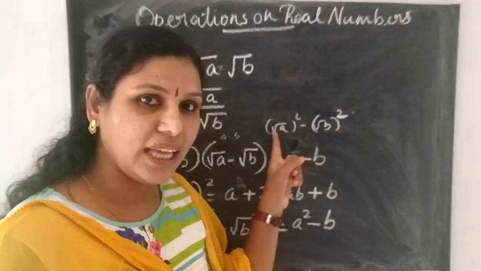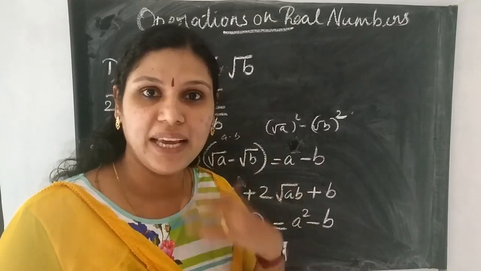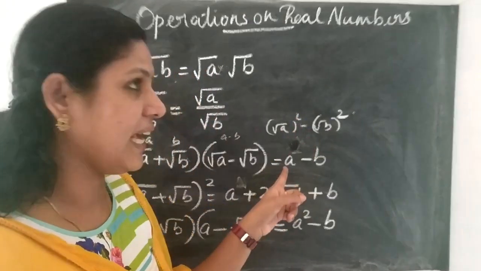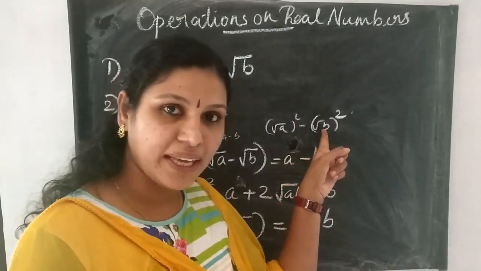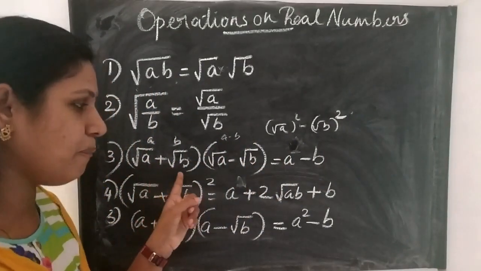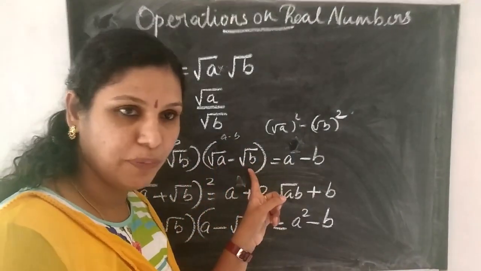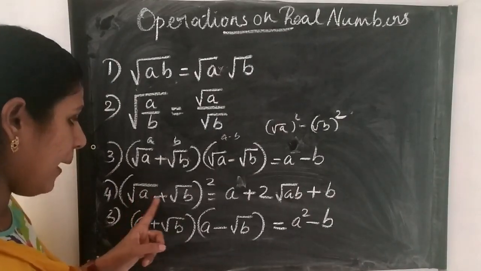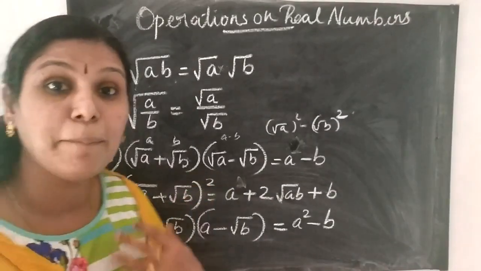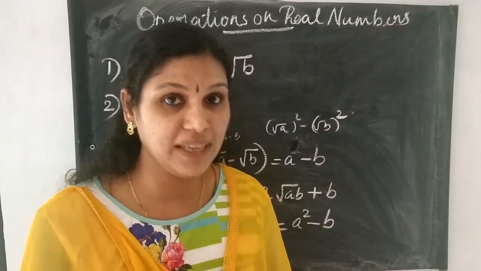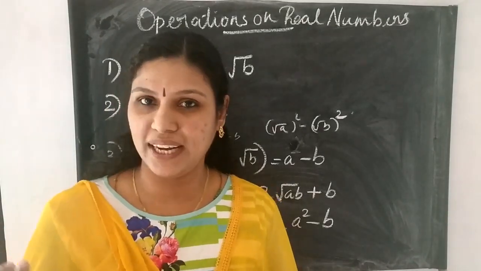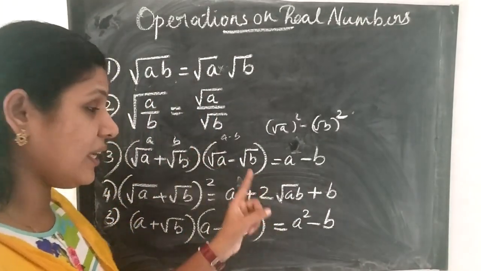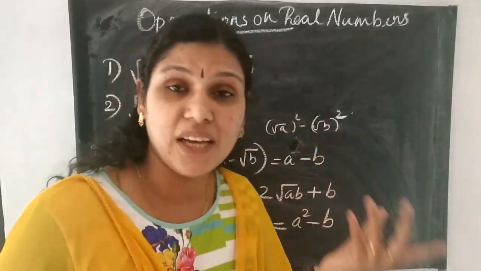But we know that root A square is what? Root A square is root A into root A, that is A, and root B square is B. So root A plus root B into root A minus root B is A minus B. Now root A plus root B the whole square. A plus B whole square is what? That is A square plus 2AB plus B square. Like that, here root A square plus 2 root A into root B plus root B square.